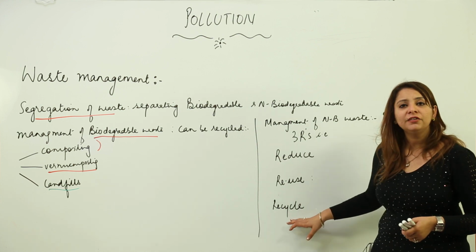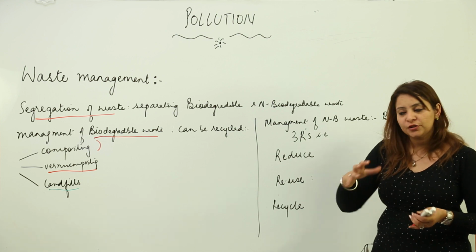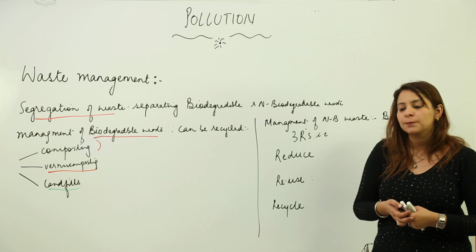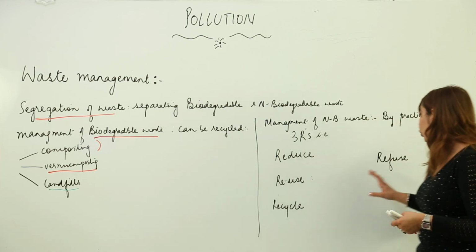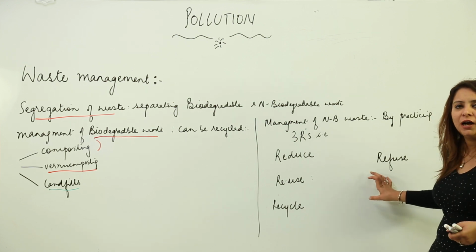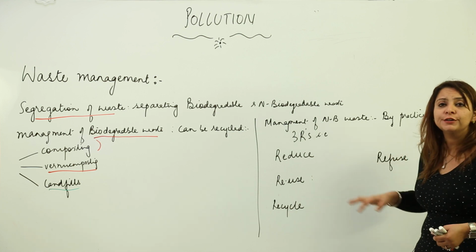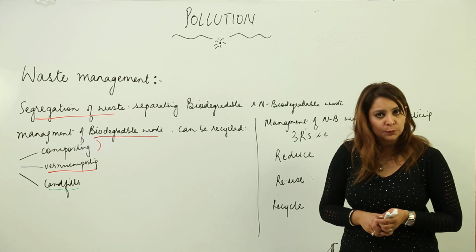Third is recycle. There are certain things which industries deal with, recycling the non-biodegradable substances. So these three things we can make use of. And fourth is refuse. The fourth R, I have not included in the 3 R's, but still we can practice one more R, that is refuse. That means stop use of non-biodegradable substances.